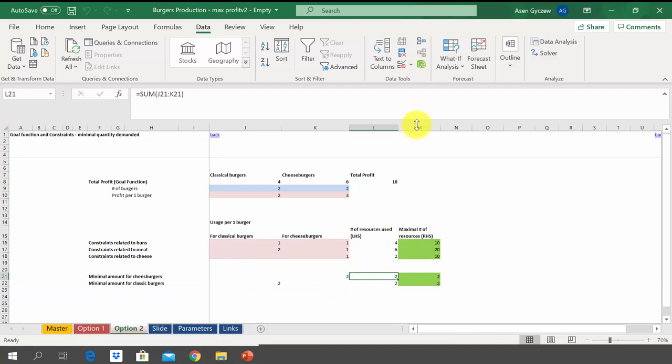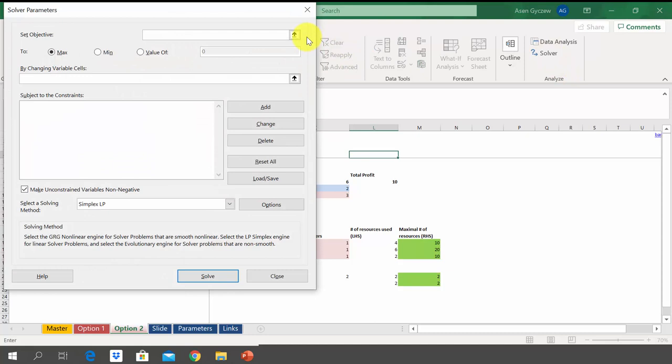We have defined in column M the right-hand side for those constraints, and in column L we've got the left-hand side, which is simply the number of burgers produced. In other words, we want to produce at least two burgers of every type. As in the previous example, we're going to use Solver to generate the optimal solution to this case study. So let's go to Data and then let's pick Solver. And we will do exactly the same thing as we did in the previous lecture.